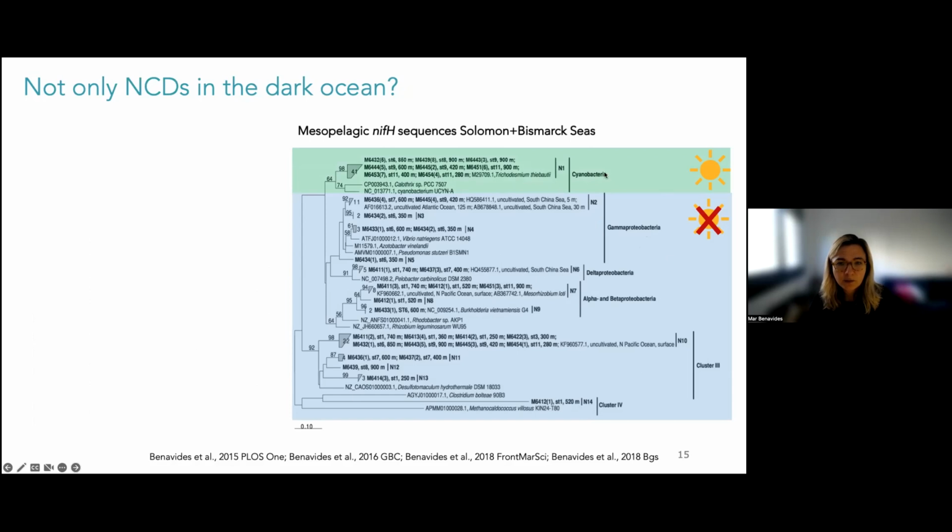Here I'm talking about samples that were collected at 850 meters, 900 meters, so very deep in the water column, and we found things like Calothrix, using nifH, and also Trichodesmium. So we were wondering what they were doing down there, and how it is possible that they were found at such depths where there is no light for them to live on.